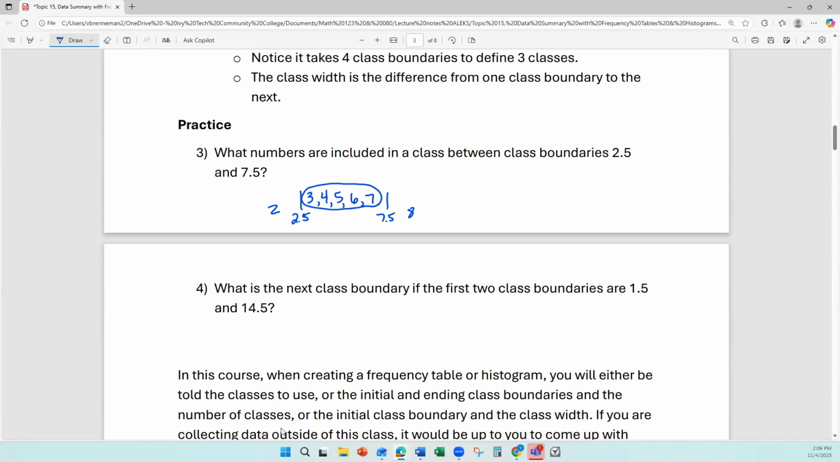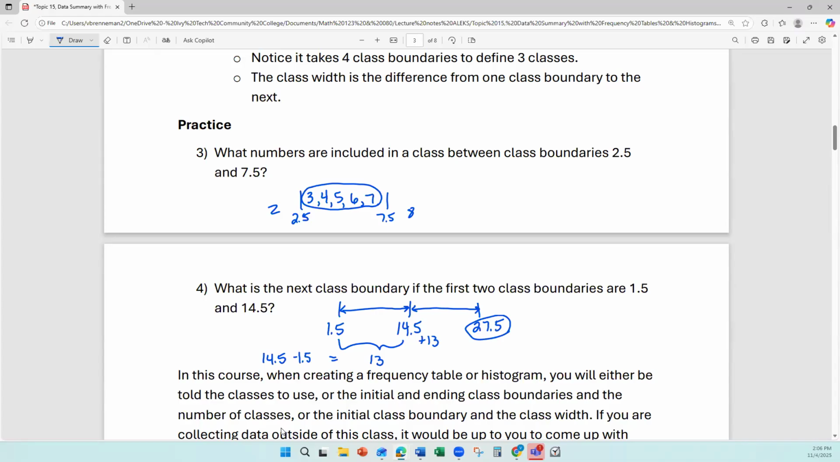So these would be the numbers actually included in that class. And then if we have class boundaries 1.5 and 14.5, then the next one would be, well, we want it to be the same distance. And so that distance here, because we are looking at those in-between values, we've sort of covered that extra 1 by having the 0.5 on each side. So we can just directly subtract 14.5 minus 1.5, or what is being added to get from 1.5 to 4.5 is 13. So we add 13 to the 14.5, and this is 27.5.